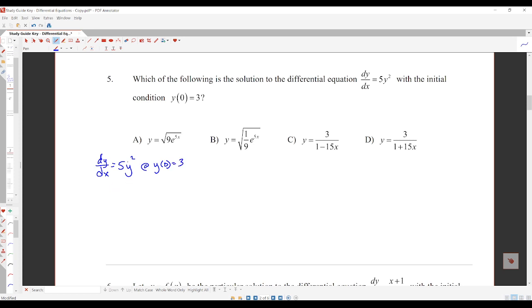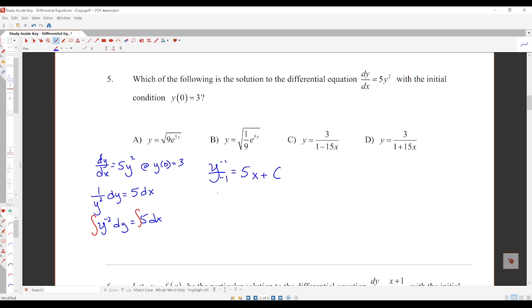All right, so we need to separate the variables. So we are going to go ahead and divide by y squared or multiply by 1 over y squared, leave the dy on the left, multiply through by dx as well, and that gives me 5 dx. I'm going to bring that y squared up as y to the negative 2 dy equals 5 dx. And then we're going to just integrate the left and the right hand side. It gives me y to the negative 1 over negative 1 equals 5x plus c.